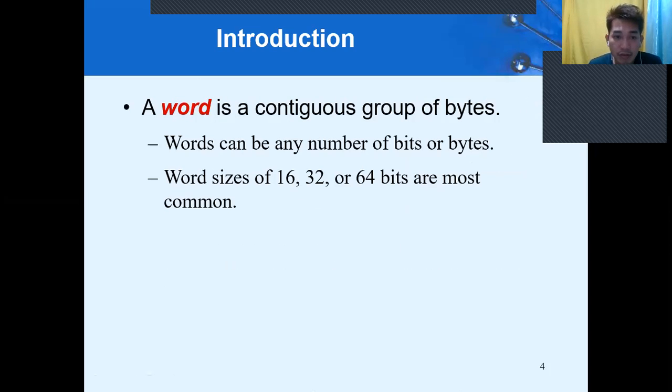We also have here a word. This is a contiguous group of bytes. So words can be any number of bits or bytes. So the sizes may vary. It could be 16, 32, or 64 bits, which are most common.